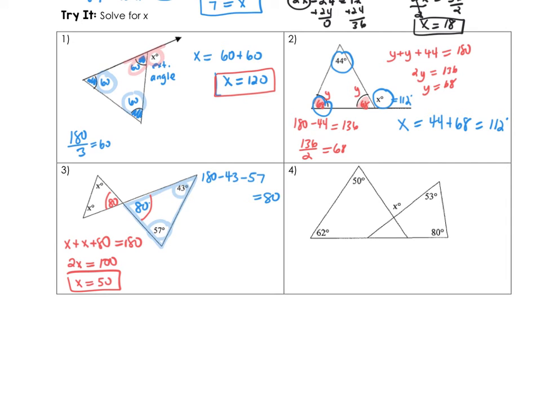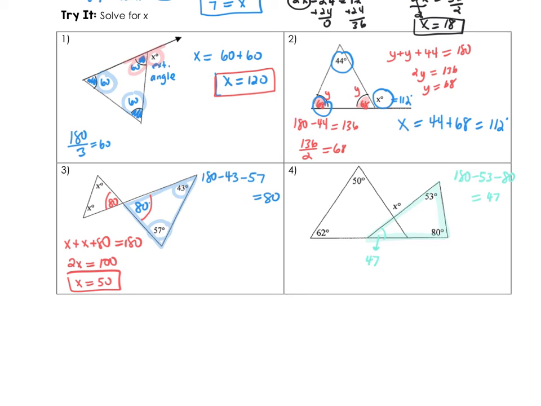Alright, and number 4, it's a little trickier. You have to kind of look for triangles where you know 2 out of the 3 angles. I notice this triangle on the right first. I have 53 degrees and 80 degrees. So what I might do is solve for this angle right here first by taking 180 and subtracting 53 and subtracting 80 from it. And we come up with 47. So this angle right here is 47 degrees.